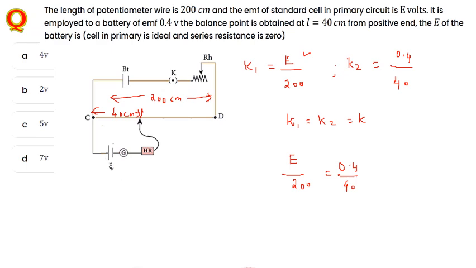Now you just multiply this. The 0 and 0 will be cancelled here. From this, E is equal to 0.4, and cancelling the 4, this is 0.1 here. 0.1 into 20 will be equal to 2 volt. So the answer in this case is 2 volt.